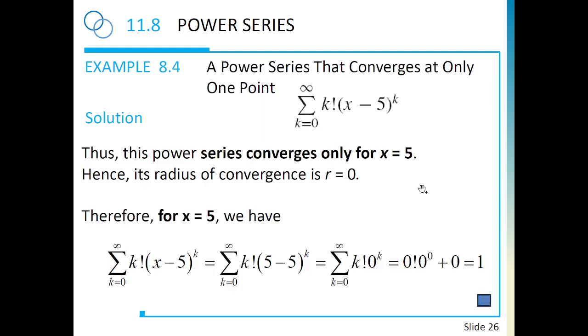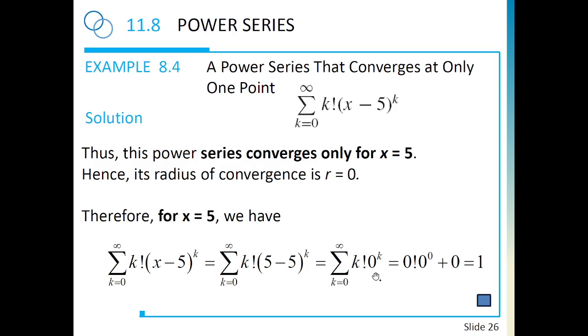So what happens here is we have convergence only for one value of x. That's why this example is interesting, because it's a little bit pathological. The series is convergent only at the center. And in this case, we said the radius of convergence is 0 by convention. Since this series is convergent only at x equal 5, we could just plug x equal 5 to see what's happening.